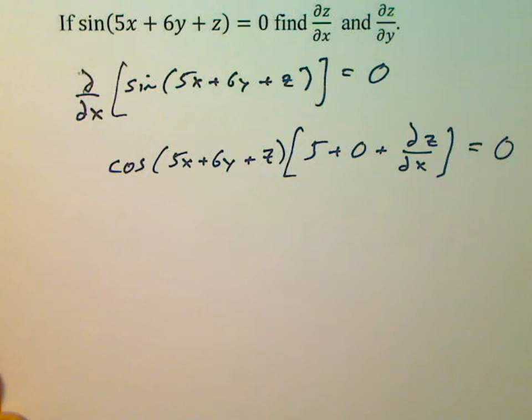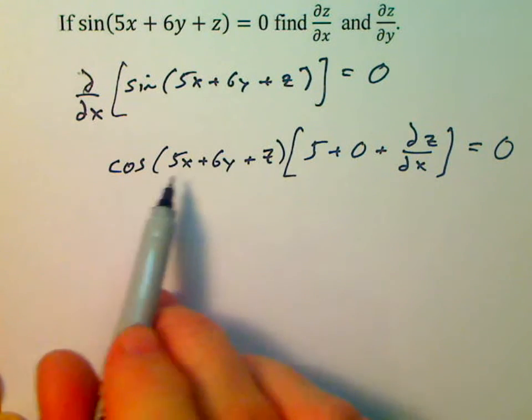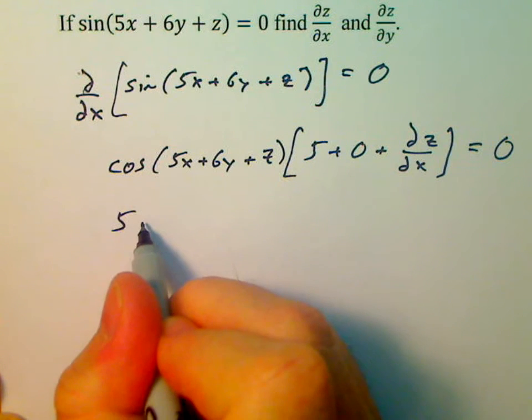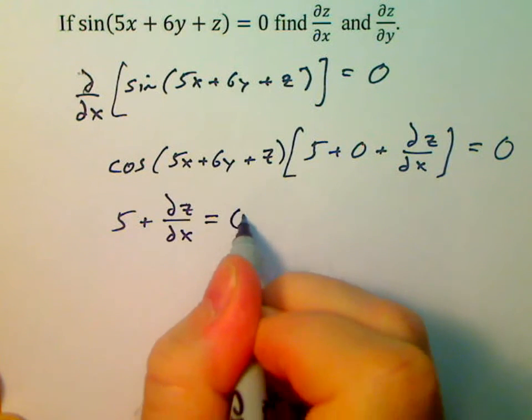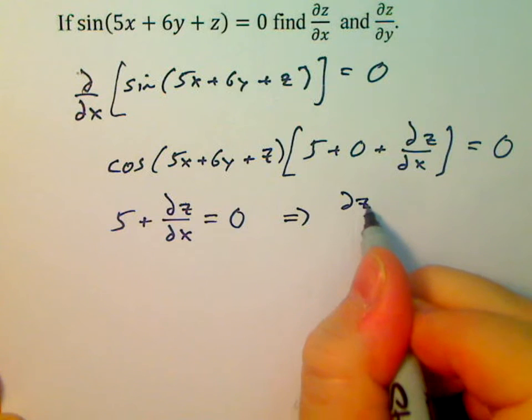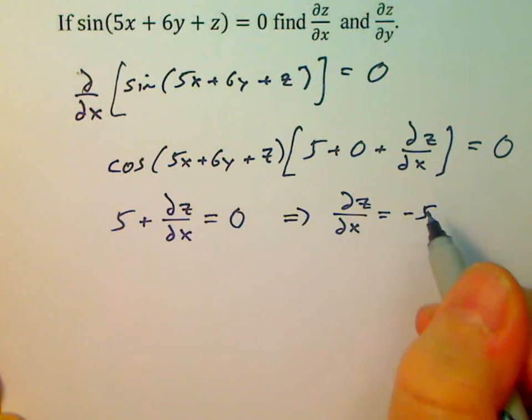And the cosine here isn't going to be 0 when the sine is 0. So if this part's non-zero, I'm just going to have 5 plus partial z with respect to x equals 0, which means in turn that partial z with respect to x is negative 5.